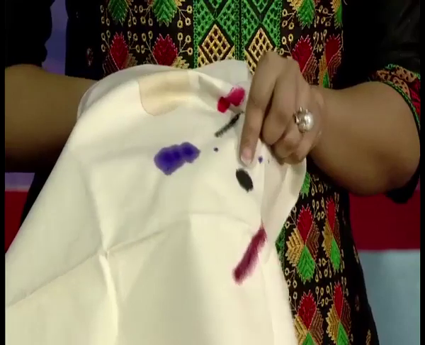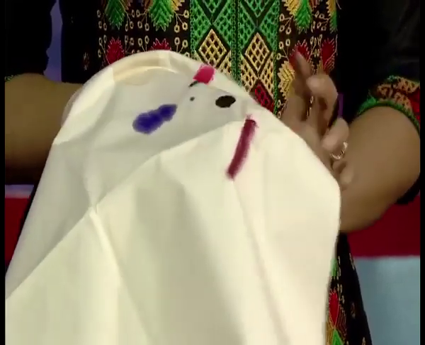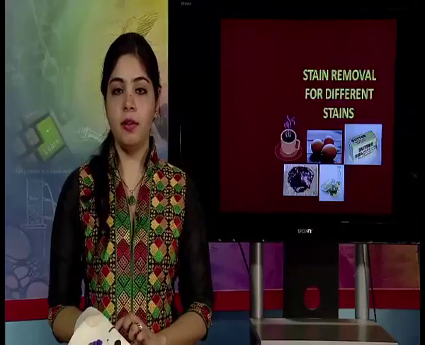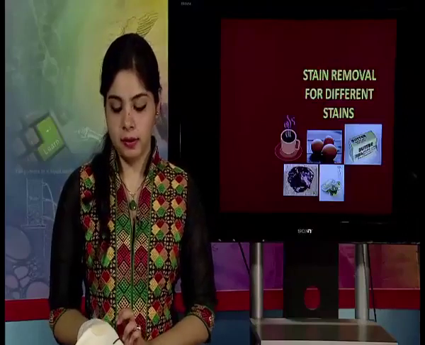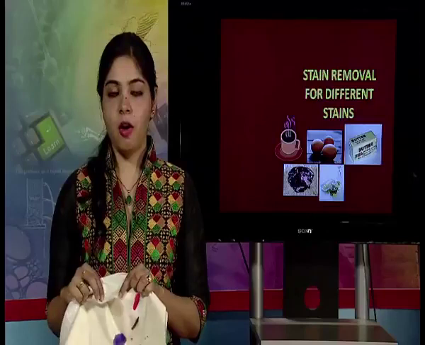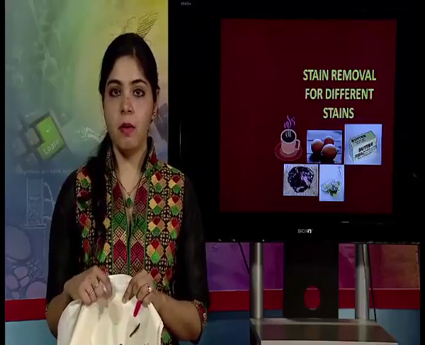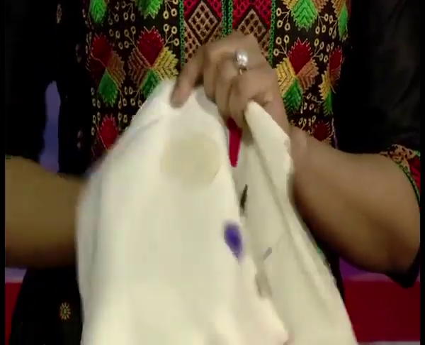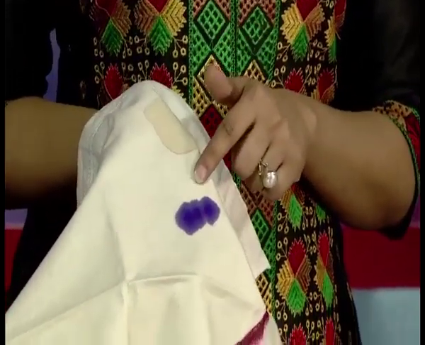Next mark is from a shoe polish. The last stain is from a lipstick mark. These stains all fall in the category of grease stains. This stain comes from tea. The brown mark shows the presence of tea on the fabric. The last stain is from ink.